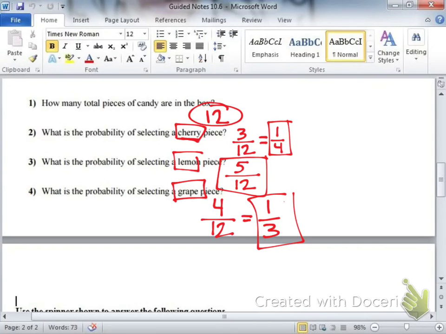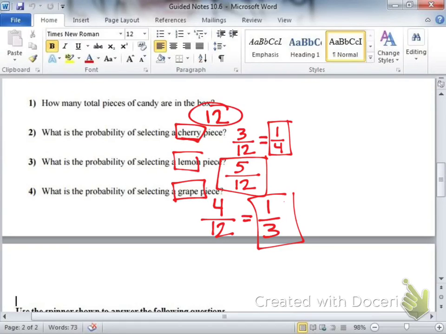Which one is the least likely? Cherry, yes, there's the least number of cherries. Good. What if I ask you for the probability of not cherry? That's a popular question. Like, what's the probability that you will not pick cherry?